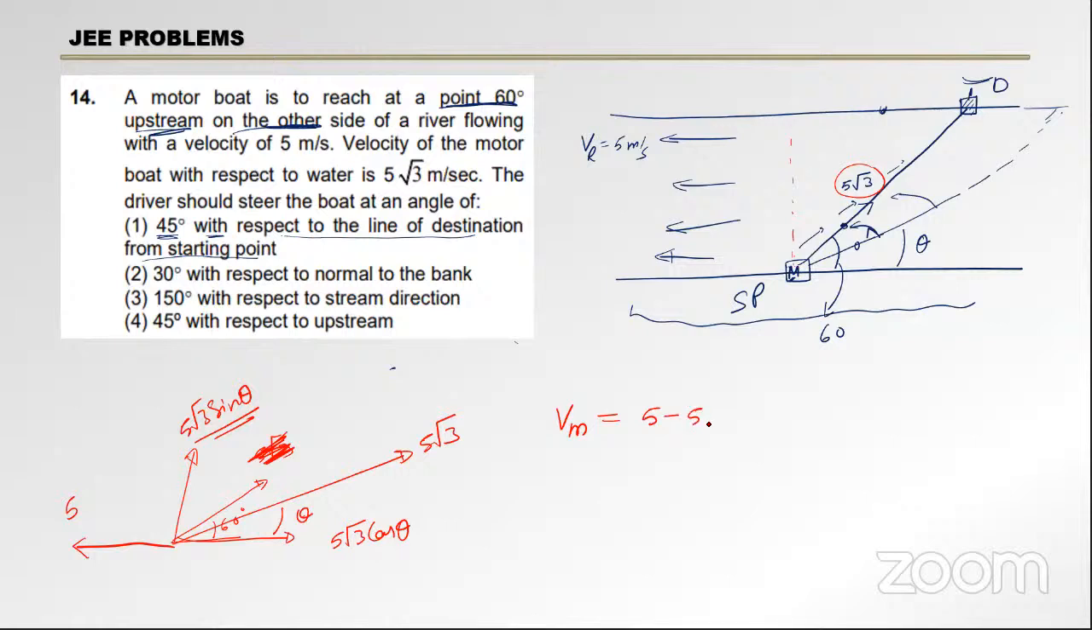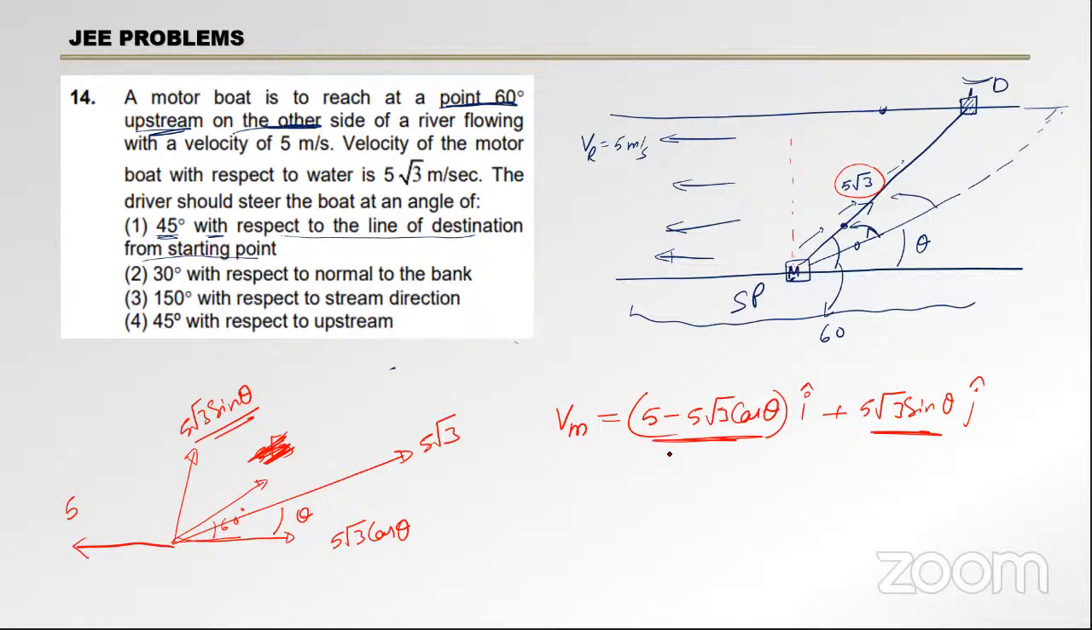5 minus 5√3 cos theta. Okay, this is in the x direction. So I'll write i cap, plus 5√3 sin theta in the j direction, upside direction. So I will write it as j. Okay, I hope this is clear. Horizontal velocity plus vertical velocity, this will be the net velocity.